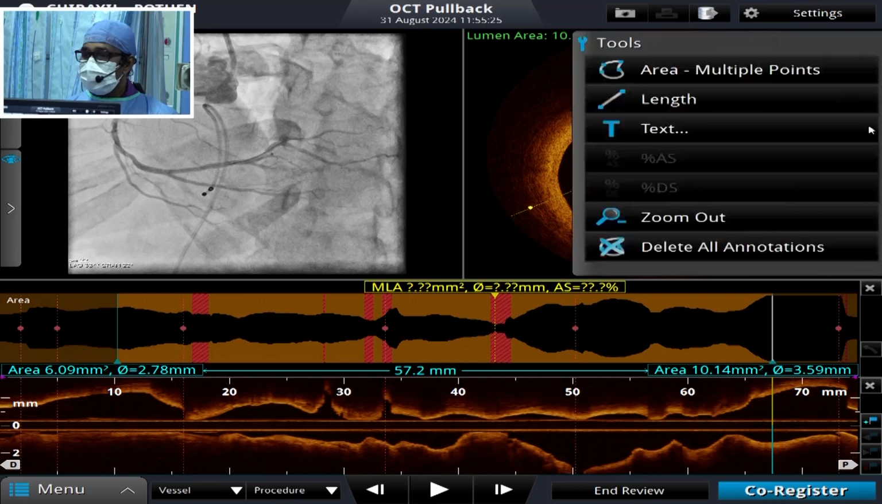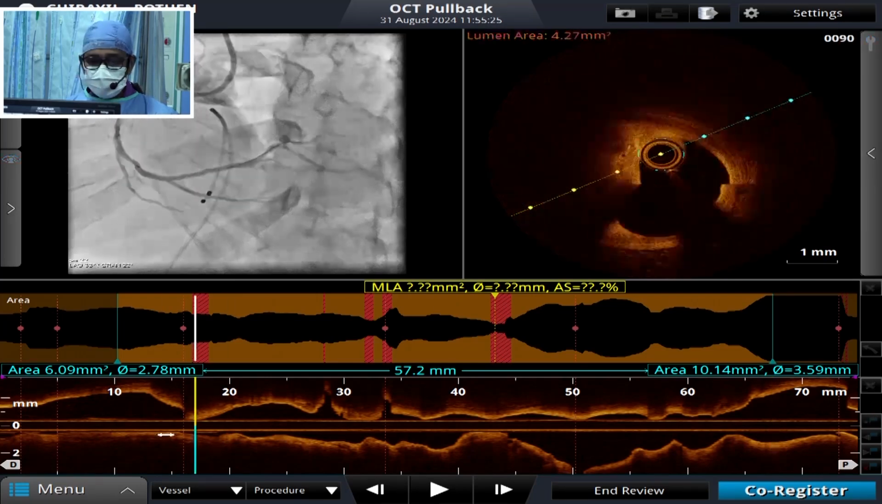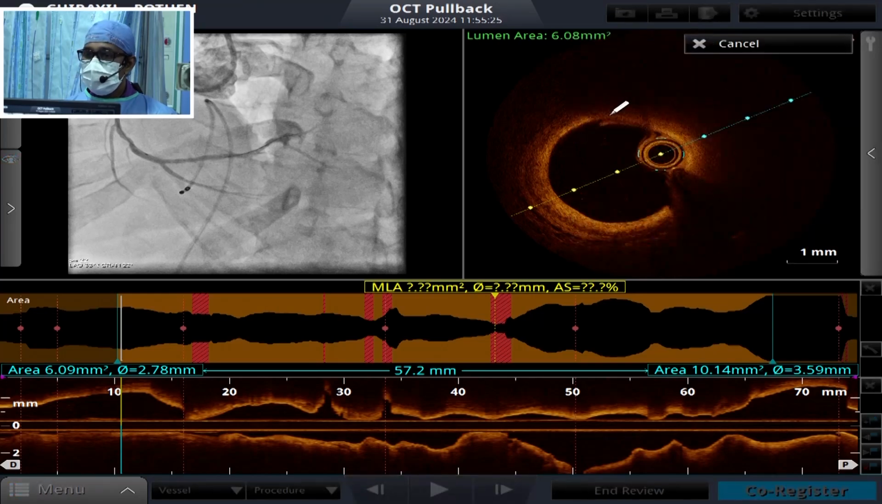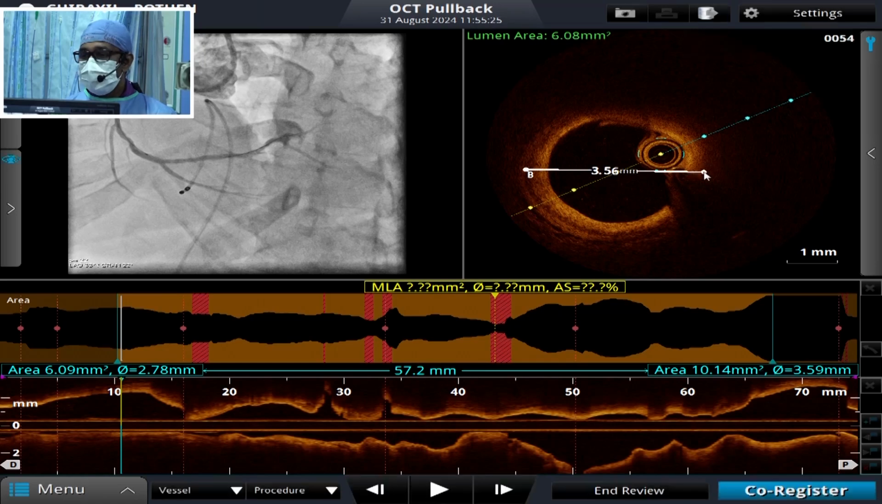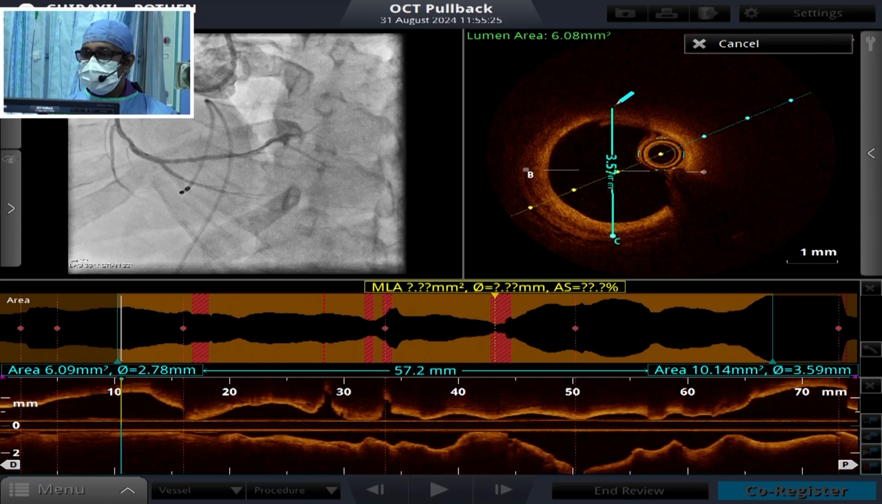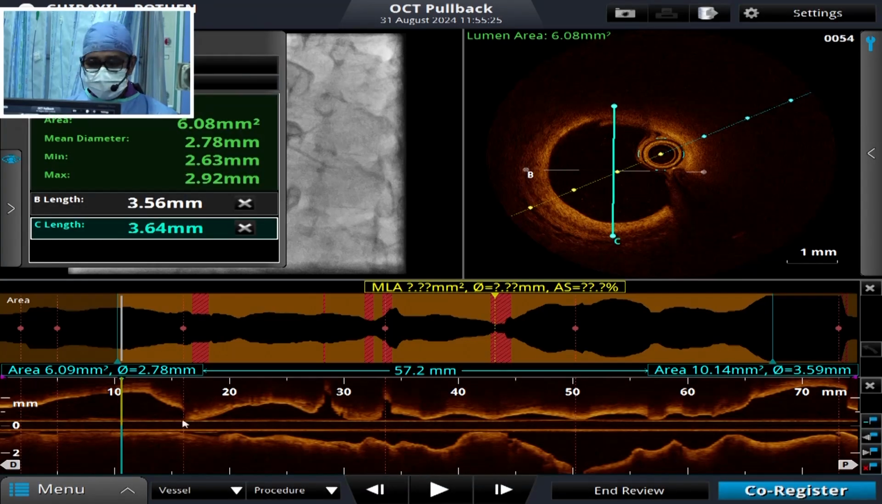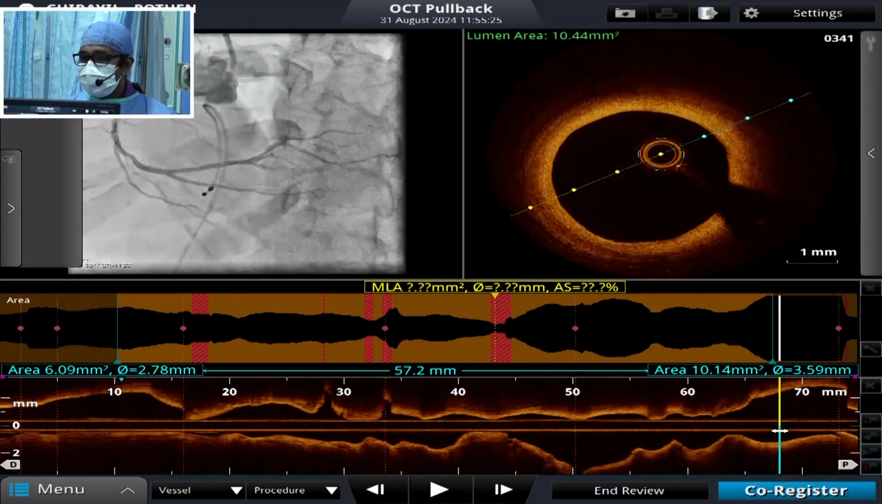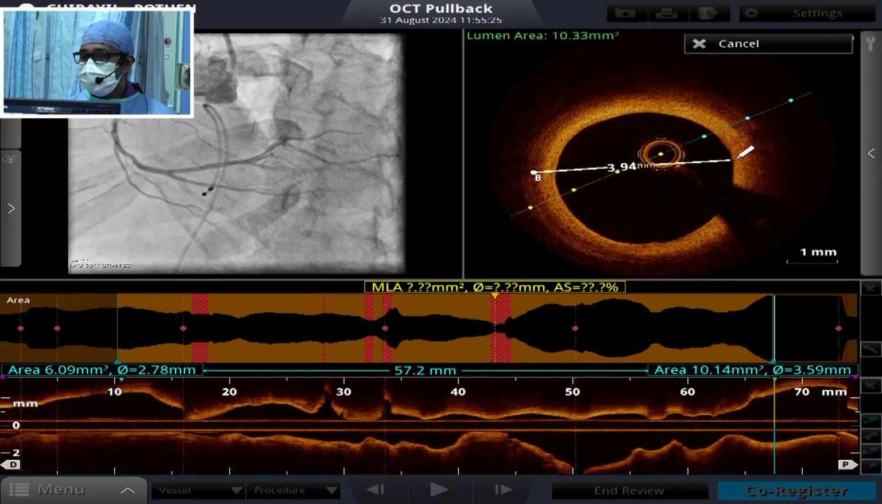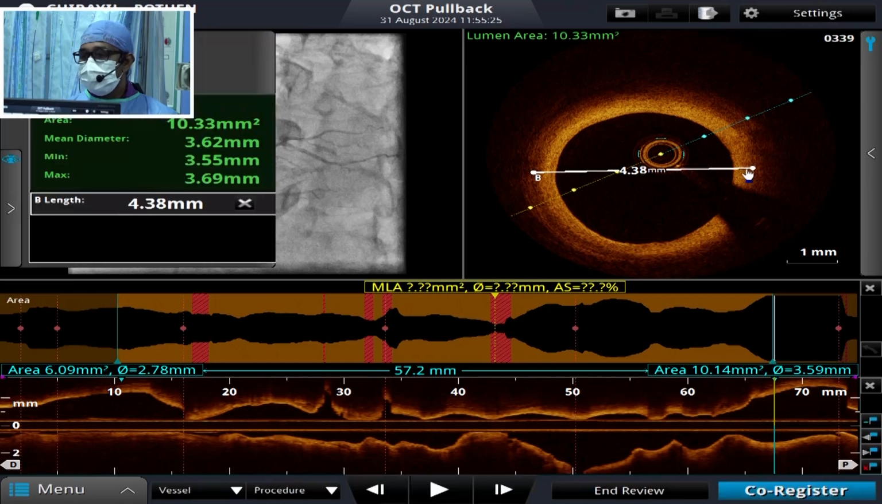And then the vessel size distally and proximally. Here the vessel would be almost 3.5. Distally it's almost 3.5, and as we come more proximally, the vessel size should be more than 4. It's almost 4.5. So that is what we have seen.